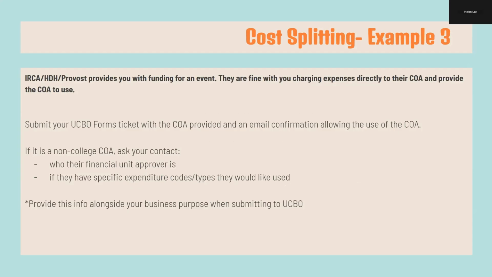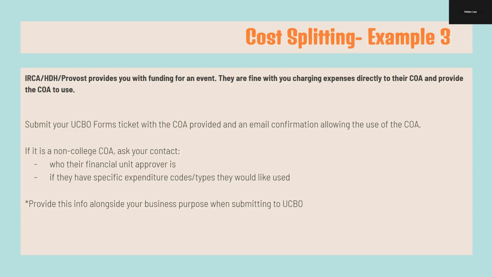Example 3. IRCA, HDH, and Provost provides you with funding for an event. They are fine with you charging expenses directly to their COA and provide the COA to use. So just like the previous example, you will submit your UCBO forms ticket with the COA provided and the email confirmation allowing the use of the COA.